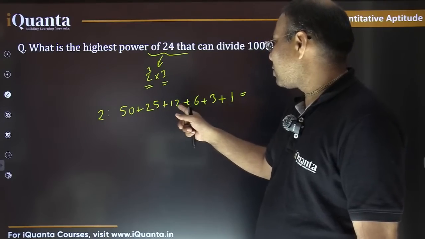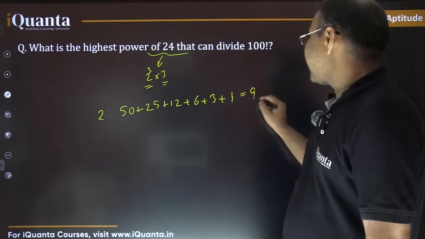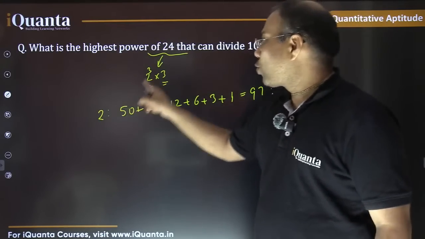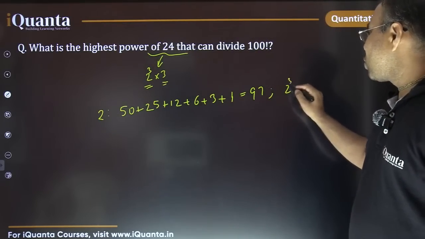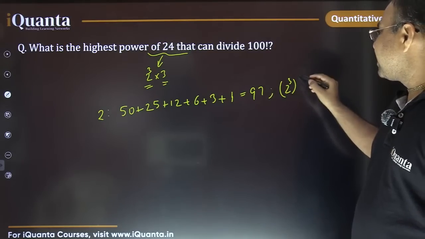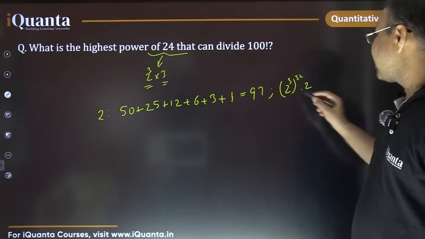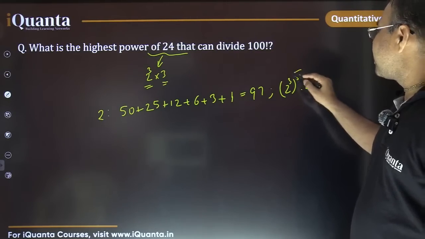25 plus 12 is 37 plus 10, 47 and 50, 97 it is, right? Which means 2 cube: so what is the power of 2 cube available? 2 cube will be 97 by 3. कितना हो जाएगा? That is 32. एक 2 बच गया, क्या दिक्कत है? Right? So 2 cube की highest power is 32.